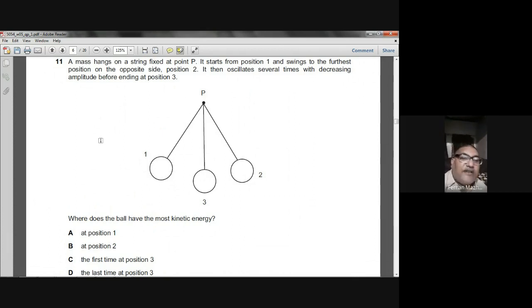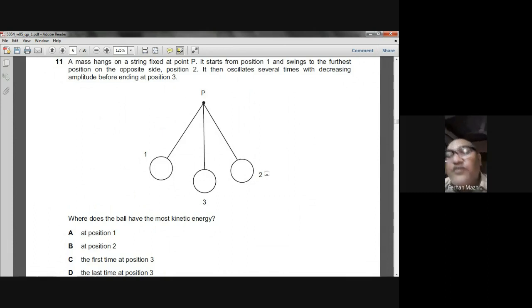Whenever the pendulum is swinging, remember that when the pendulum reaches its extreme positions, for example, at position number 1 or position number 2, the pendulum always stops and then it changes its direction of motion. At position number 1, the pendulum will be at rest and then it will go towards the right side. When it reaches position number 2, it will stop and then its direction of motion will change. It will go back to the left side. So at position 1 and position 2, the velocity of the pendulum is zero. Its kinetic energy will be zero.